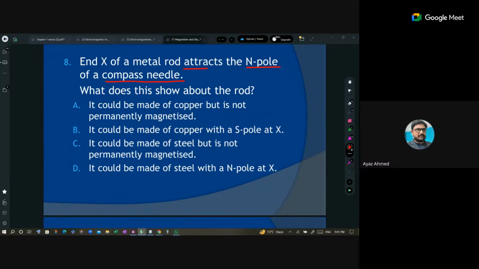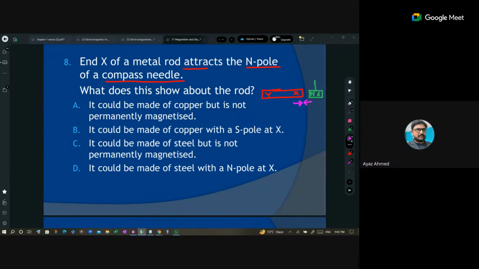Okay. This is a metal rod, and this is its end X, and let's say it is at Y. And this is a magnet whose north pole is over here, south is on the other side. So if it is attracted, basically it is attracted. It is C. It could be made of steel, but it is not permanently magnetized. So it can attract. Yeah, it can attract, right?